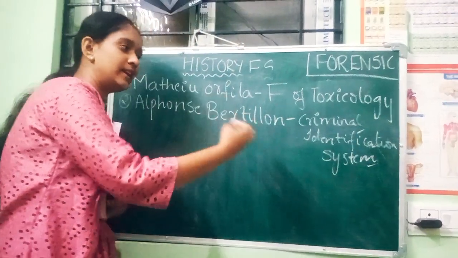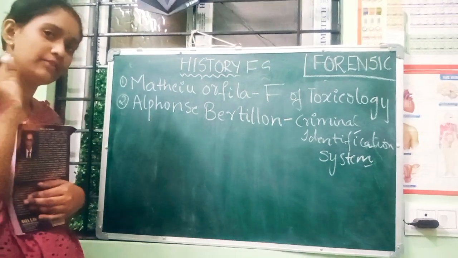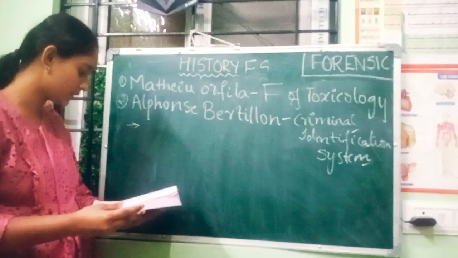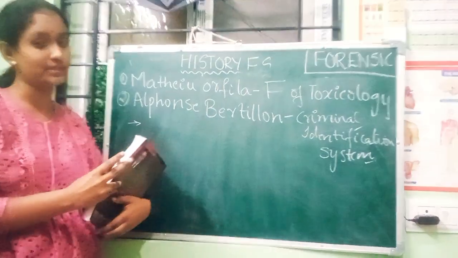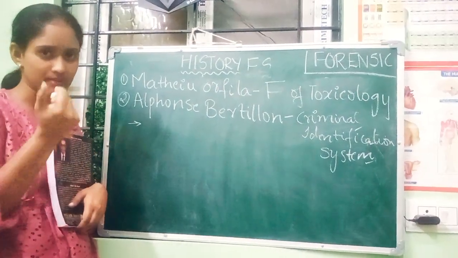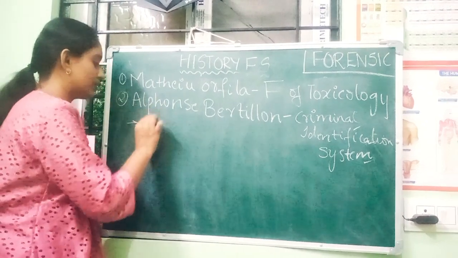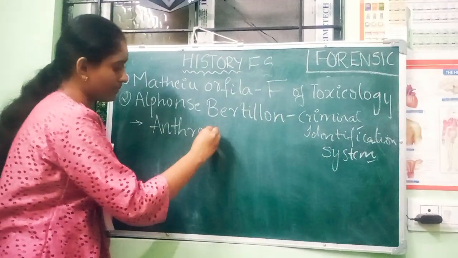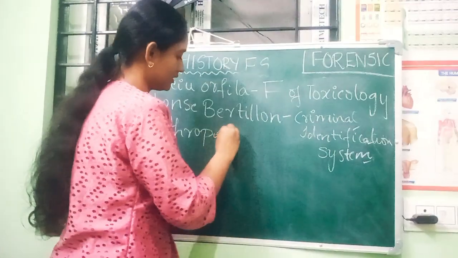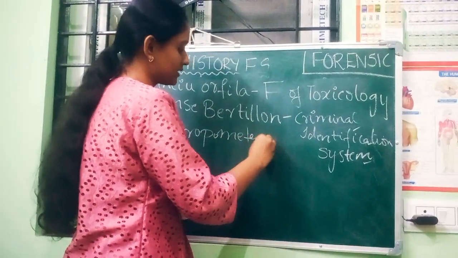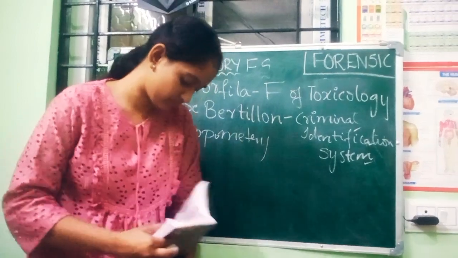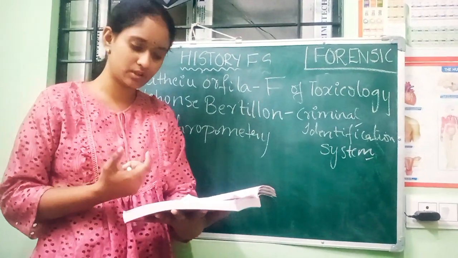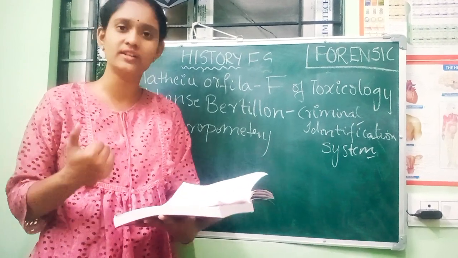Why has he been named that? We have three parts here. The first is that he discovered anthropometry, one of the branches of forensic science I mentioned at the start. He described and started anthropometry. So what is anthropometry? Anthropometry is a systematic procedure of taking a series of body measurements.